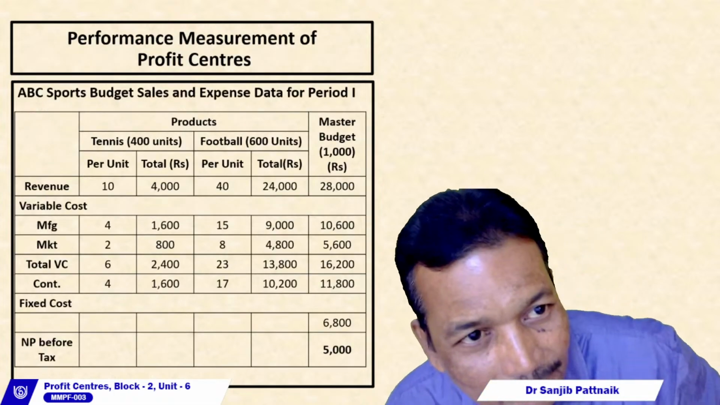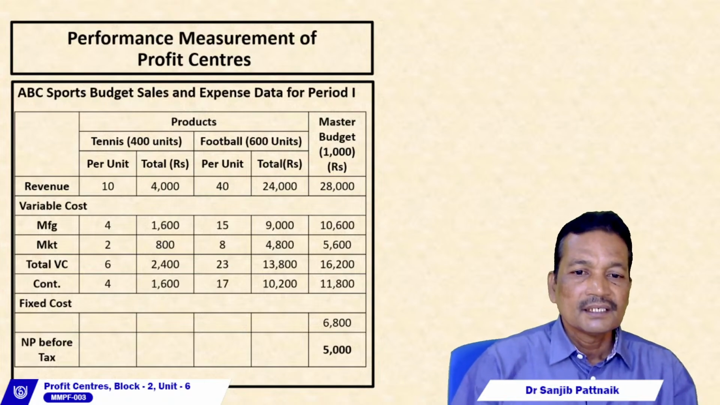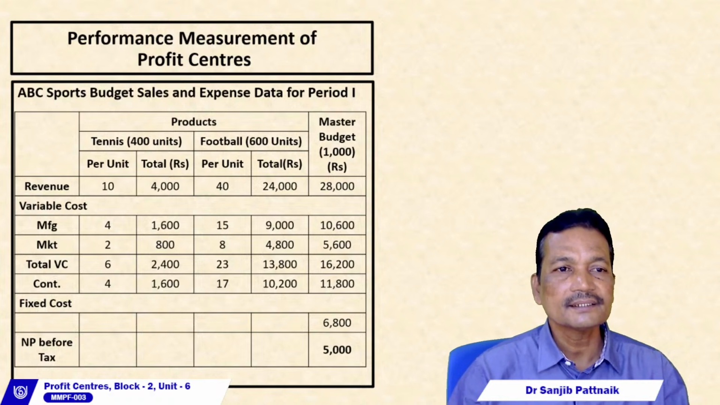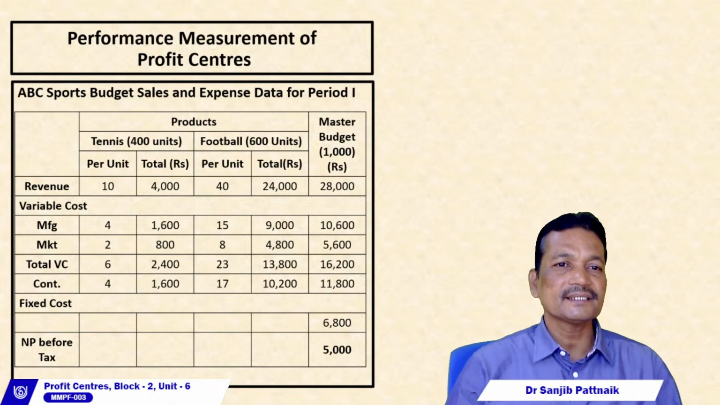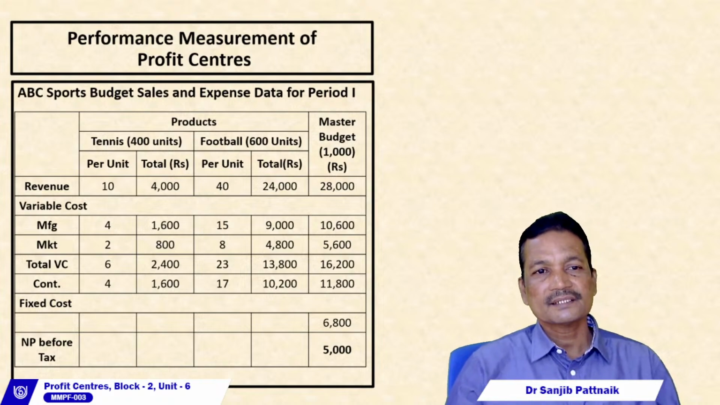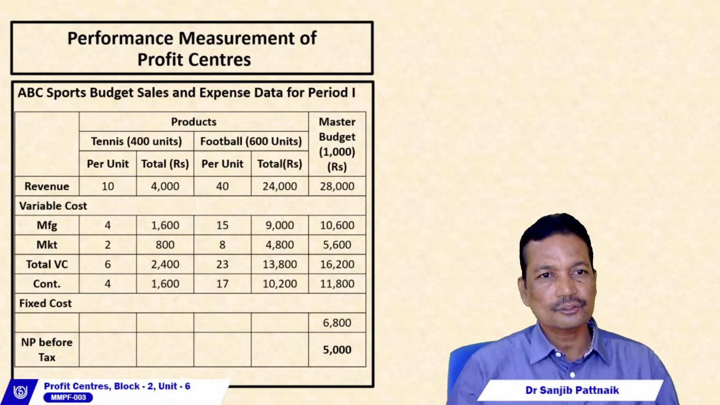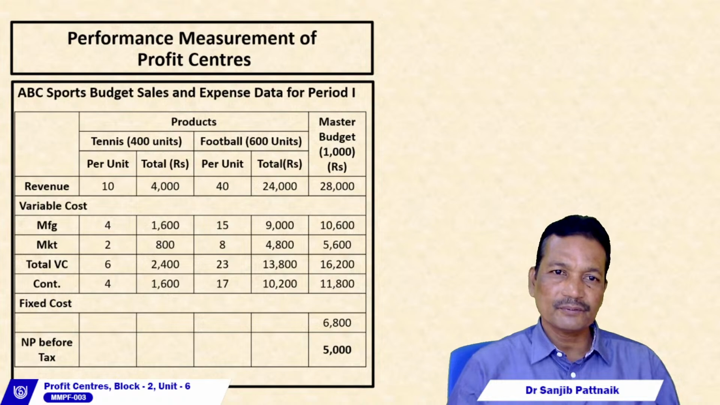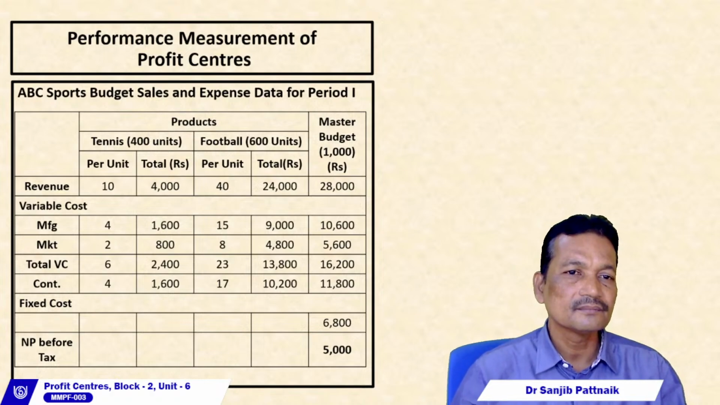Now, how can we measure the performance of profit centers? Now what we have done here is we have taken the master budget of a particular company, that is ABC Sports. In master budgets, we have taken the revenue, that is sales, and expense, that is cost. So immediately we can say that it is a profit center data for a particular period 1. ABC Sports produces two type of products.